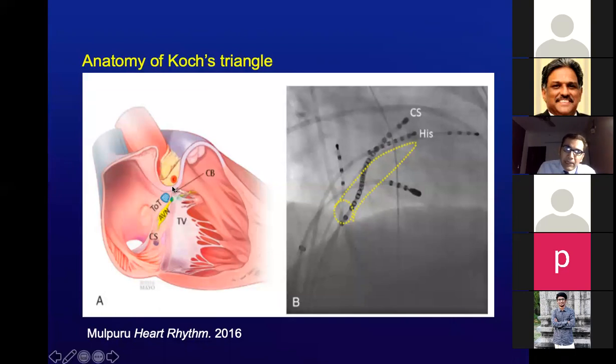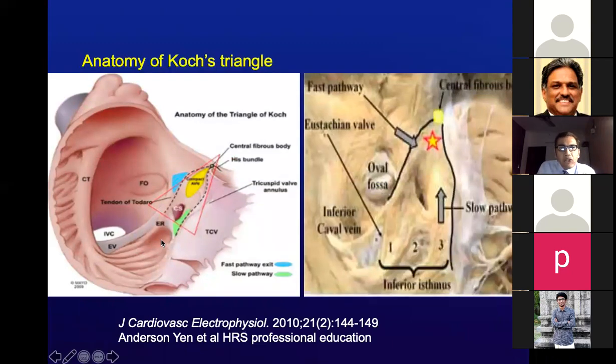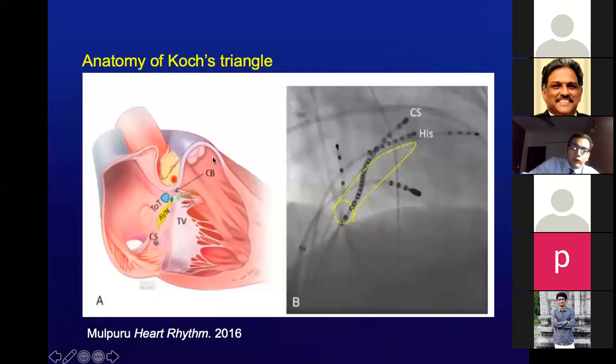Again, let me repeat the boundaries. The apex is the penetrating bundle of His. The anterior margin is the tricuspid valve septal leaflet. The posterior margin is the extension of the crista terminalis onto the septum. It is also called the tendon of Todaro, and a line joining the base here. This is an important MCQ question, and this is the Koch triangle. Moving on.